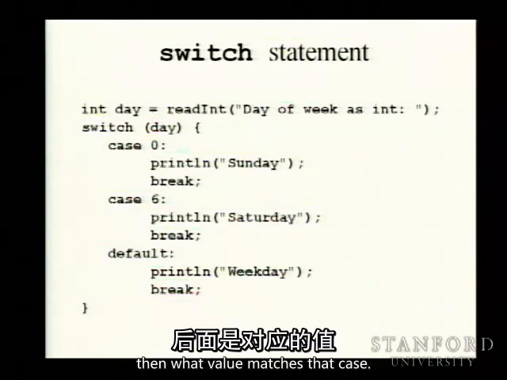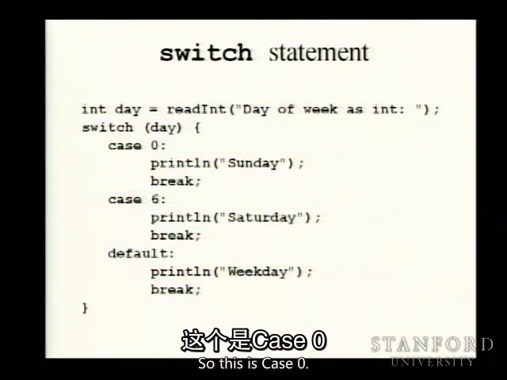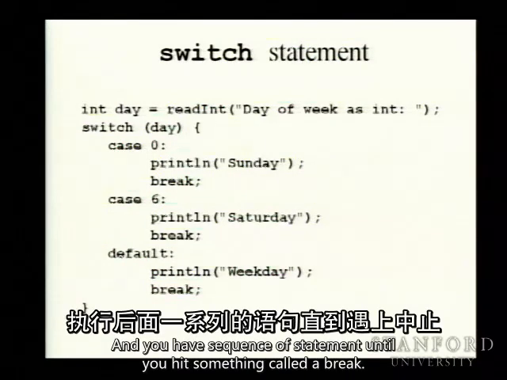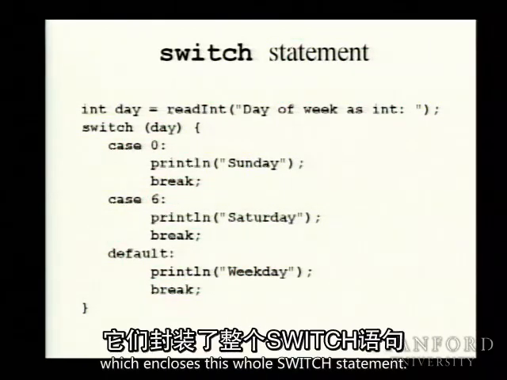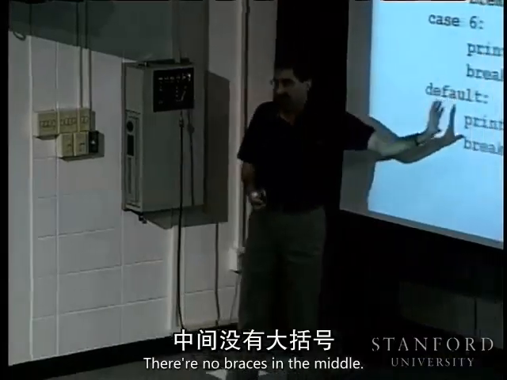Case, then what value matches that case? So this is case 0. And you have a sequence of statements until you hit something called a break. Notice this is funky because the only braces here are this brace down here and that brace up there, which encloses this whole switch statement. There are no braces in the middle.